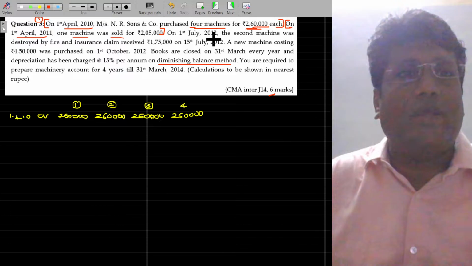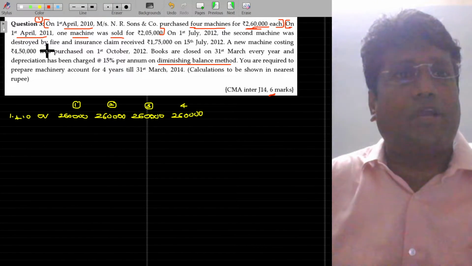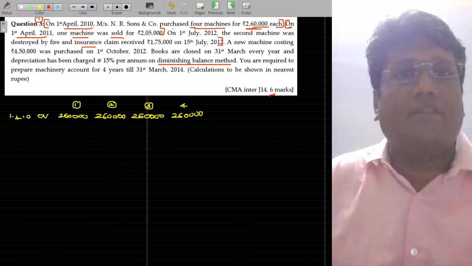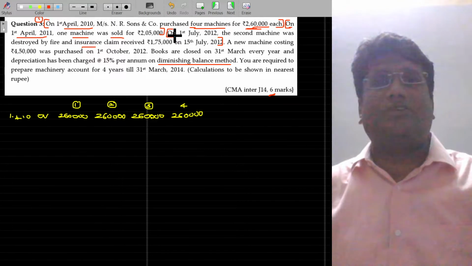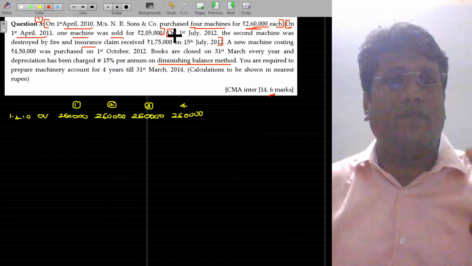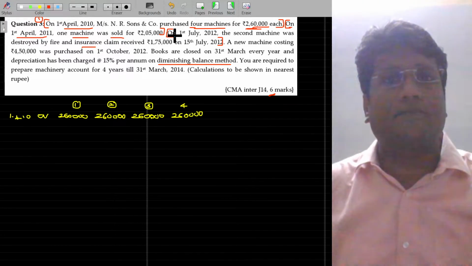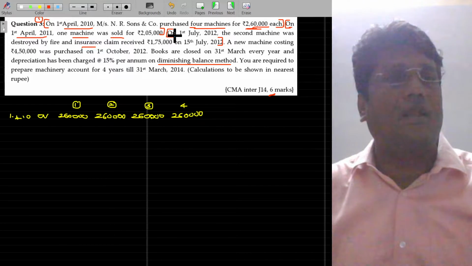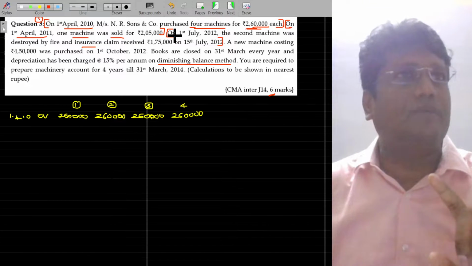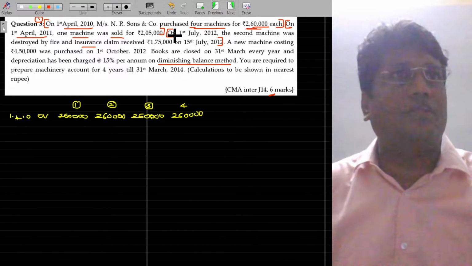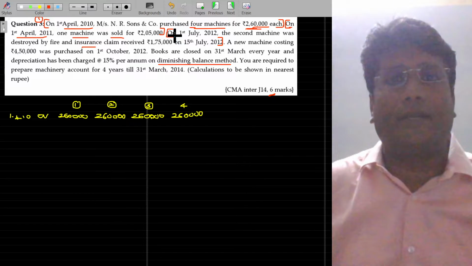On 1st July 2012, the second machine was destroyed by fire. Insurance claim received 1,75,000 on 15th July 2012. This will be the third year information. So in the first year we purchased 4 assets. In the second year, on the very first day, we sold one of the unfit assets. In the third year, one of the assets was lost in a fire accident and was insured, so we received the insurance claim on 15th July. So these are the 3 things happening in 3 different years.